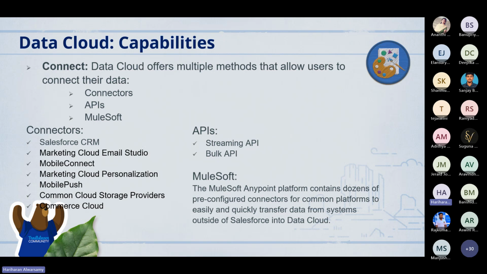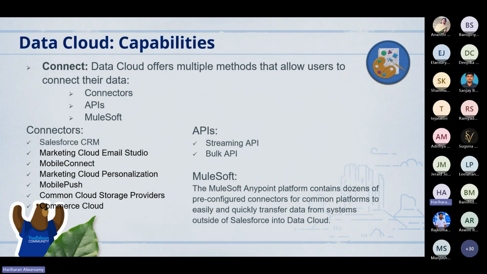Going forward, we are going to see the data cloud capabilities. First one is Connect. As I said, data cloud offers multiple methods to allow users to connect their data by using standard connectors or APIs. MuleSoft connectors are standard connectors. They offer Salesforce CRM, Marketing Cloud, Email Studio, Mobile Connect. By using these standard connectors, without code, by using point and click, we can easily connect our data into data cloud.